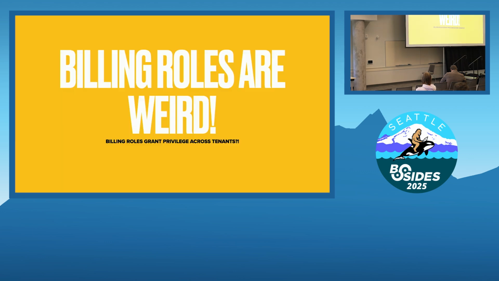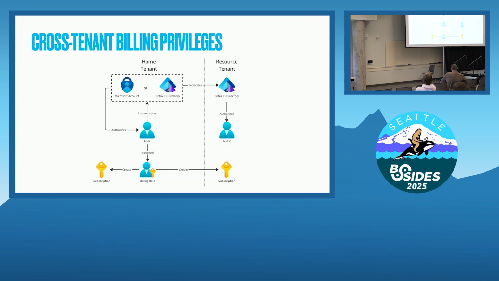So this is the fun stuff. This is, as far as I could tell, completely undocumented, and this is pretty new content. There's a really weird behavior where my billing role in my home tenant can be used to create a subscription in the resource tenant. I've deliberately drawn the diagram this way, where it doesn't come from having federated in and authorized in. I have to be in my home directory, but then when I create a subscription, under advanced, there's the option to create it in the resource directory.